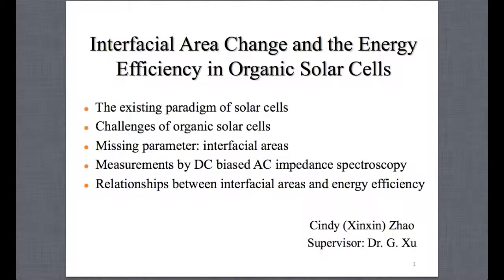I will start with a paradigm of solar cells, followed by the challenges of organic solar cells. However, there's one missing parameter when we are discussing our bulk heterojunction, that is interfacial areas. Then, in order to obtain the real interfacial area, we use DC bias AC impedance spectroscopy. And I will finish my presentation with the relationships between interfacial areas and energy efficiency.